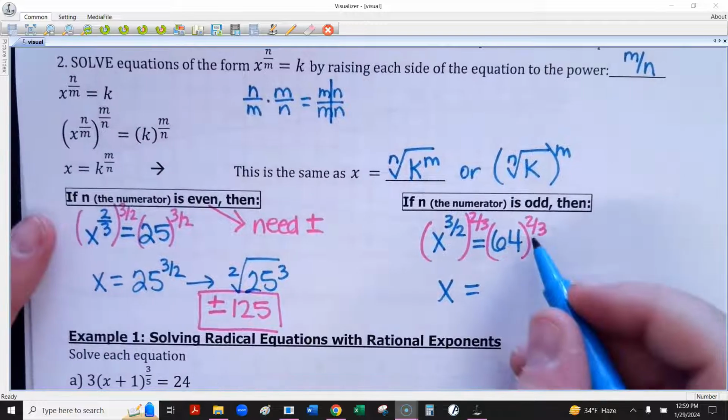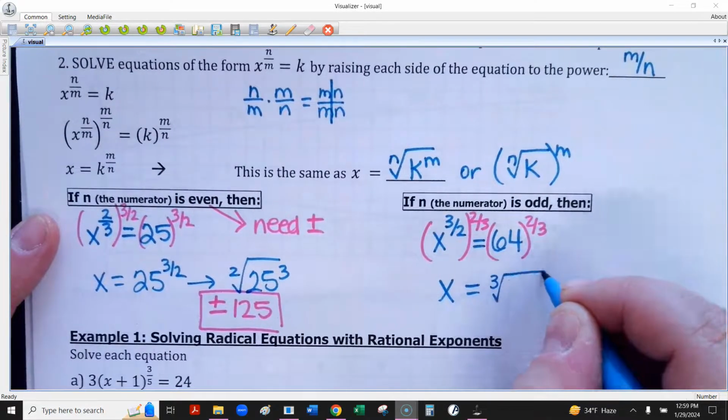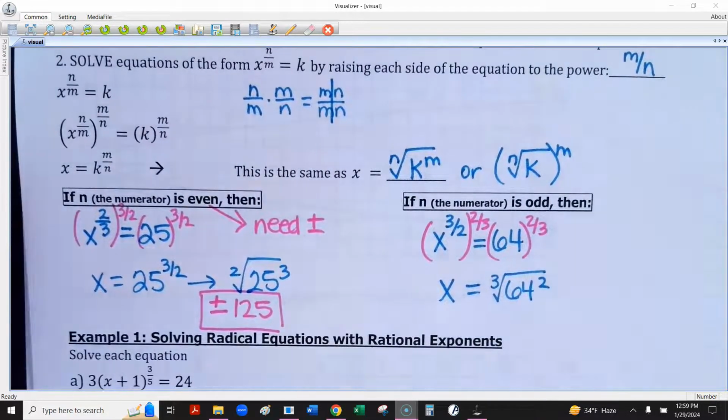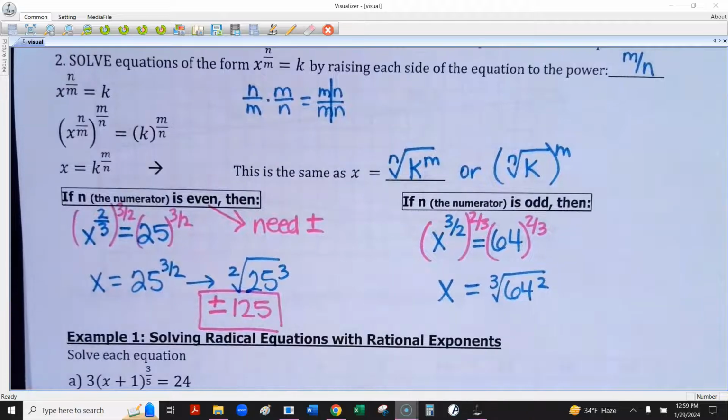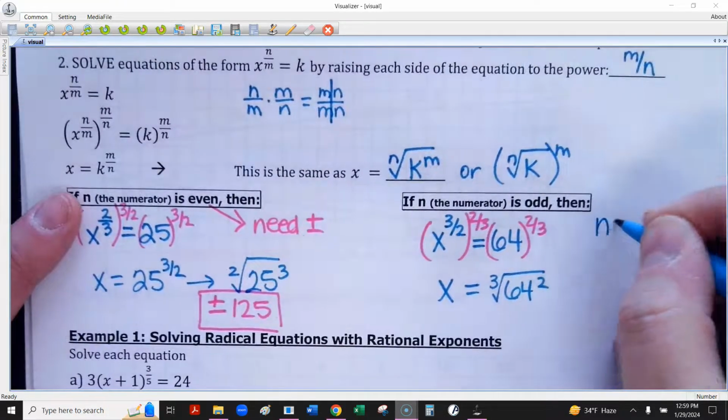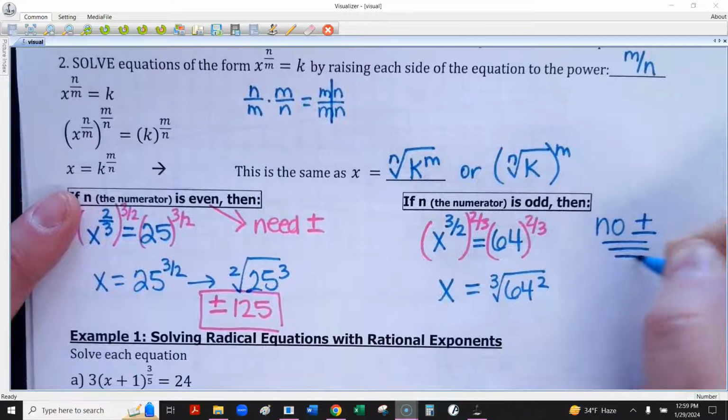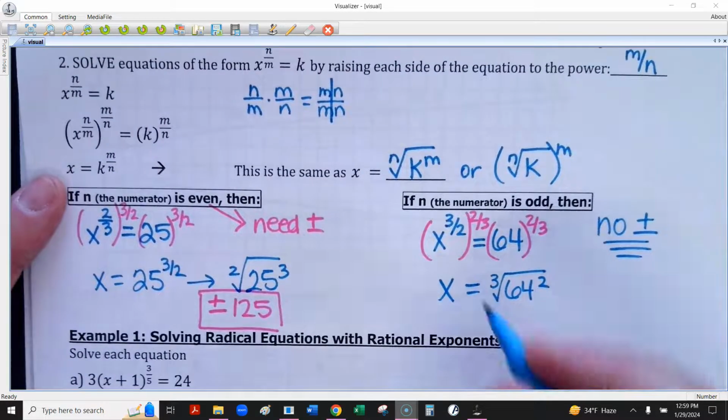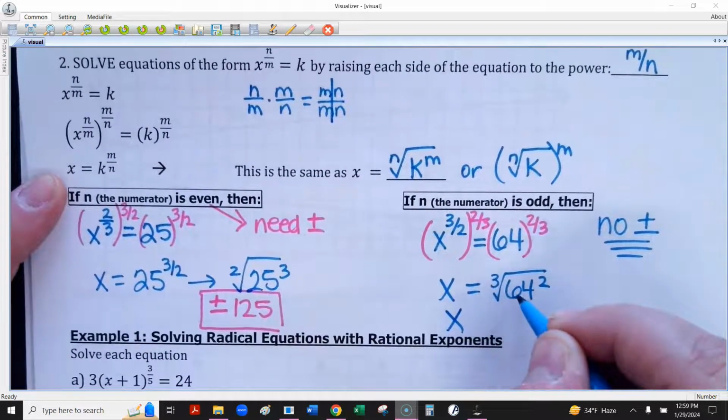Now, over here, this is the cube root of 64 squared. Whenever you do an odd root, like a cube root or a fifth root, you don't have 2 answers. So there's no plus and minus here. This question would just have 1 answer. So the cube root of 64 is 4.